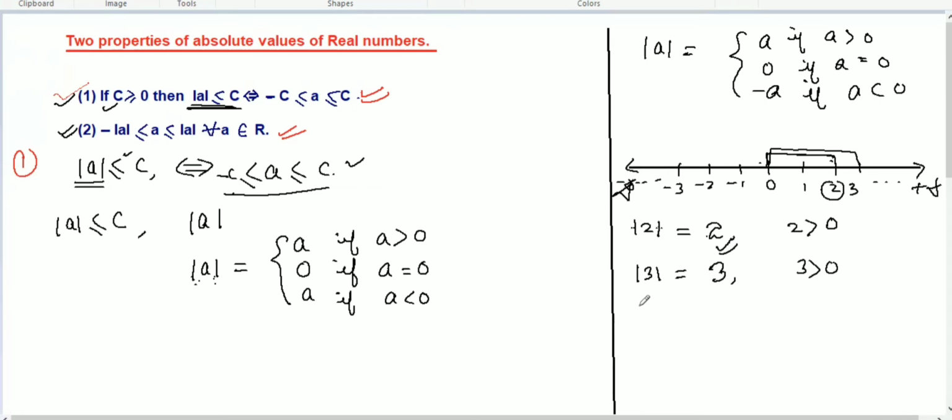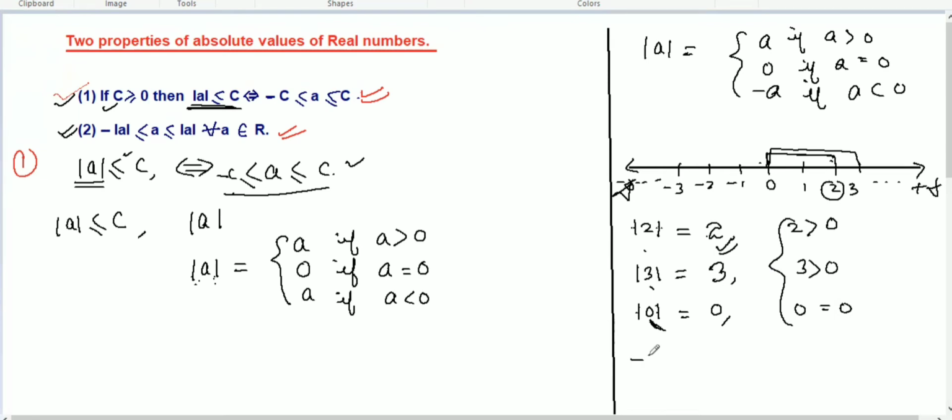Let's take the absolute value of 0. The absolute value of 0 is the length between the origin and the origin, so here it is 0. What does that mean? 0 is equal to 0. And this is for the real numbers: 2, 3, 0 are all real numbers.